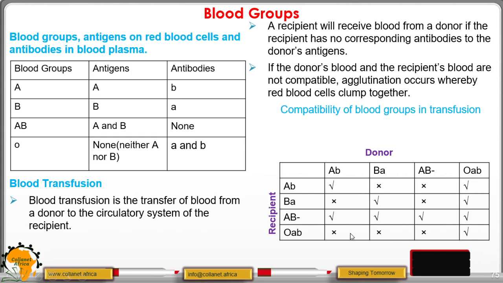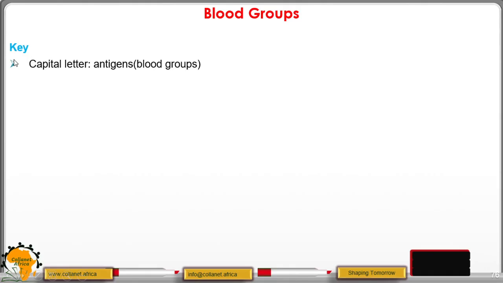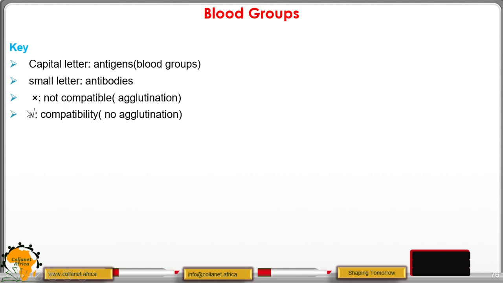Then just look at this. When you see AB minus, this is the rhesus factor we are also going to discuss in this lesson. Still, don't worry. So look at the key. The capital letters represent the antigens, as we've talked about. Small letters are the antibodies. X means not compatible, or the blood transfusion is not possible. Agglutination will occur. This mark means compatible, no agglutination. That is correct. And then we want to look at blood typing that assists during this blood transfusion process.